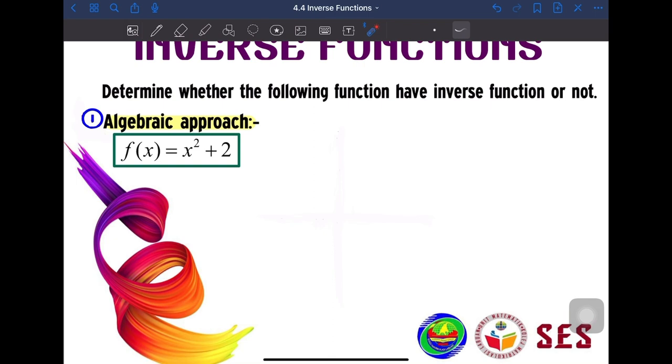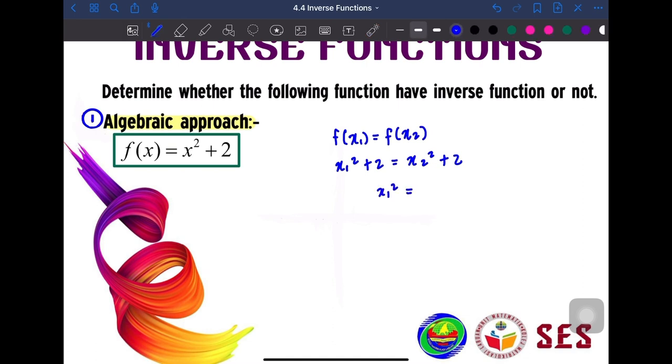Okay, so algebraic approach macam biasa tadi, kita akan start dengan this statement. Oh, sorry. f(x2). So, sekarang input dia dah bertukar kan? So, kita tukar saja input dia. So, sini jadi x1 square tambah 2. Sini jadi x2 square tambah 2. So, positif 2 bawa sana jadi negatif 2. So, jadi cancel out. So, jadi x1 square sama dengan x2 square.